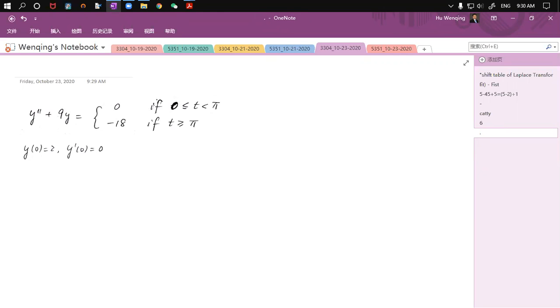The differential equation is the same thing as y'' + 9y = f(t), where f(t) is a step function. That is equal to 0 if t is between 0 and pi, and equal to -18 if t is larger than pi. So what should we do?